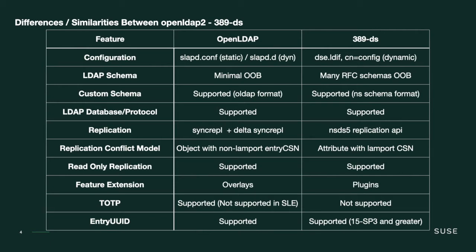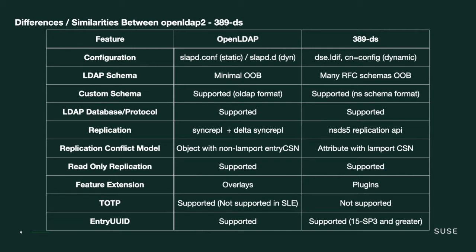Both of these have read-only replication. Both of them are supported for this. 389 also has a number of features in terms of having intermediate transport hubs for replication to different locations. Both have the capability to have their features extended. OpenLDAP calls these overlays, 389 Directory Server calls these plugins. Functionally, they're very similar and really achieve the same kind of things.